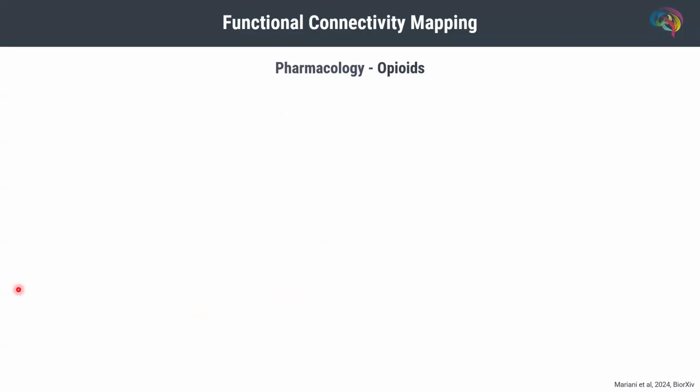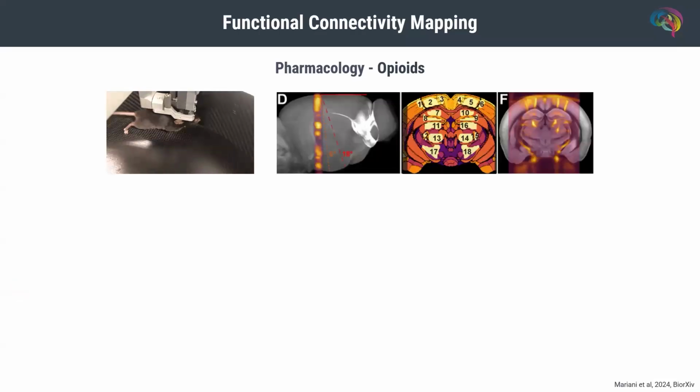And finally, it wouldn't really make sense to study connectivity at the level of diseases if we couldn't study it also at the level of pharmacology and pharmacological intervention. So to see how different drugs can impact the normal functional connectivity of the brain or the altered functional connectivity in a disease. So in this recent preprint, the researchers used functional ultrasound imaging in awake mice, as you can see here, to study how clinically relevant opioids like morphine, fentanyl, and methadone affect brain connectivity.